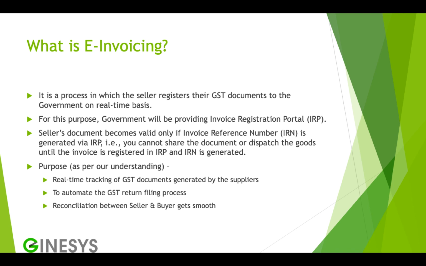Firstly, what is E-Invoicing? It is a process in which the seller registers their GST documents to the government on a real-time basis. For this, the government will be providing the Invoice Registration Portal, IRP. The seller's document becomes valid only if an invoice reference number is generated via IRP. That is, you cannot share the document or dispatch the goods until the invoice is registered in IRP and IRN is generated.